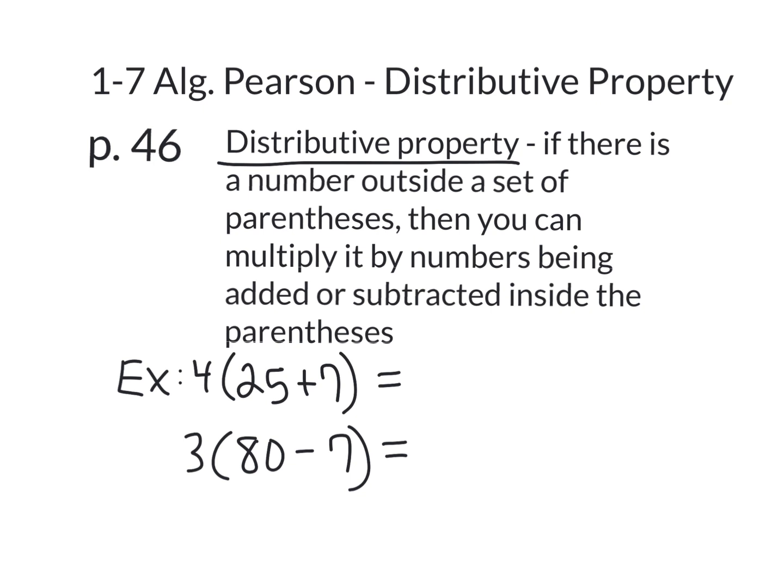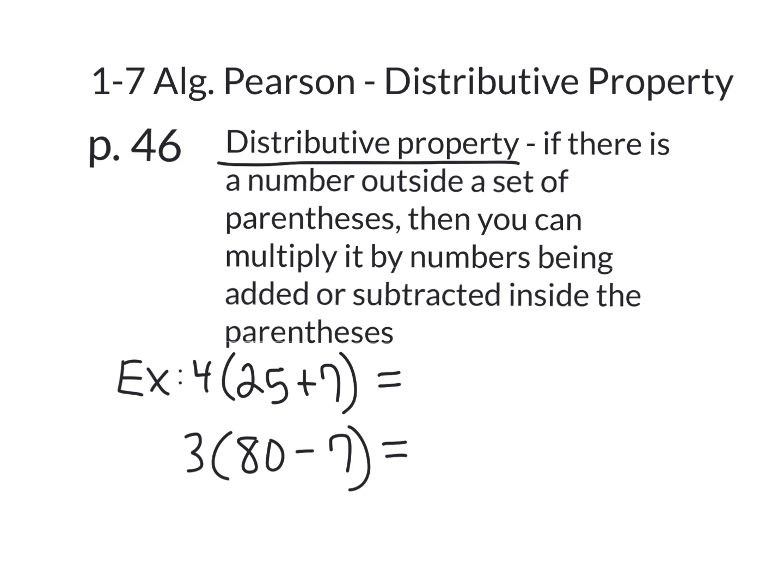Basically, with distributive property, if there's a number outside a set of parentheses, you can multiply it by the numbers being added or subtracted inside the parentheses. Okay? So a number in front of the parentheses, they're adding or subtracting inside the parentheses, then we can multiply into that. So we've talked about this before.